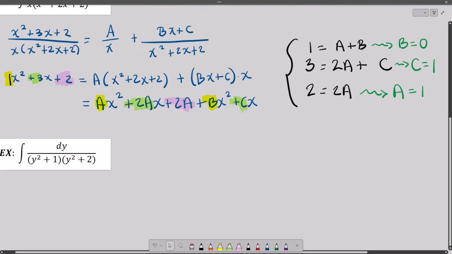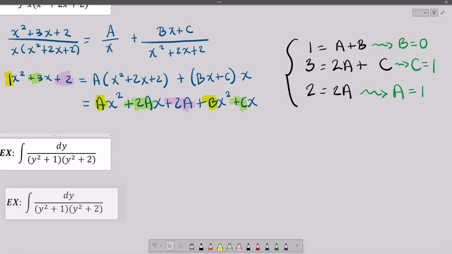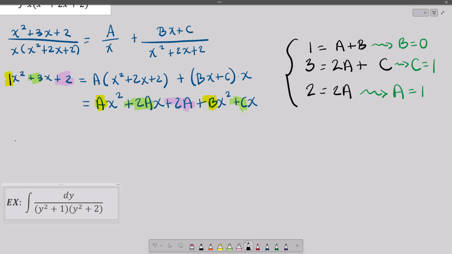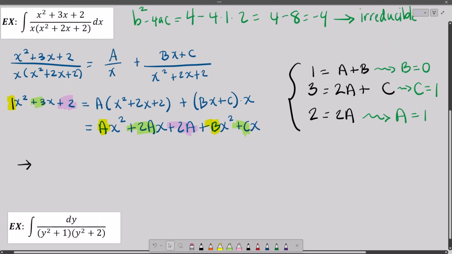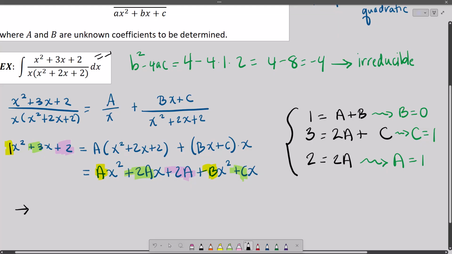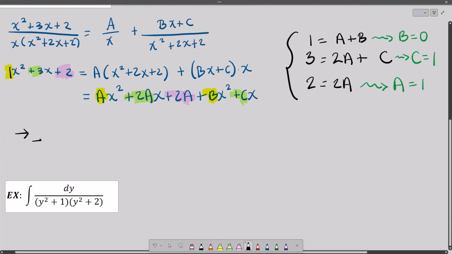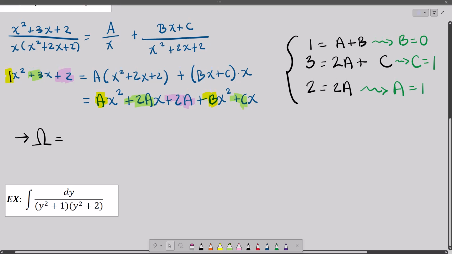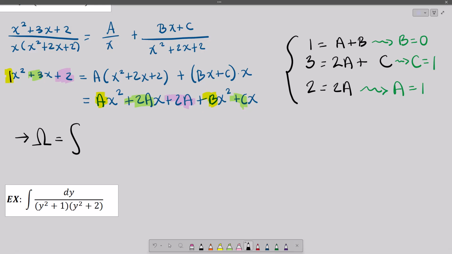And so then we're at the place where, hopefully, we can integrate. So this gives us, if we call this integral something, omega, call it whatever you want, we're going to have A divided by x, and we found A to be 1, so 1 over x. b is 0, that's convenient. And then c over this thing.